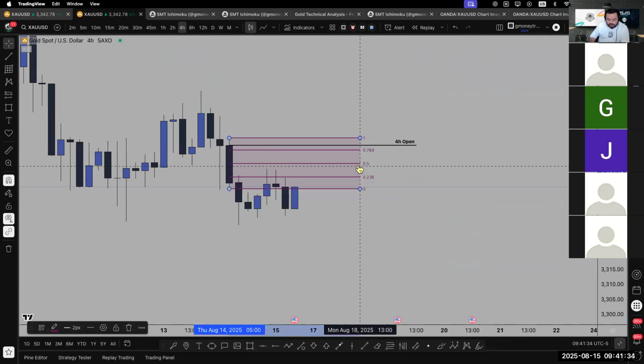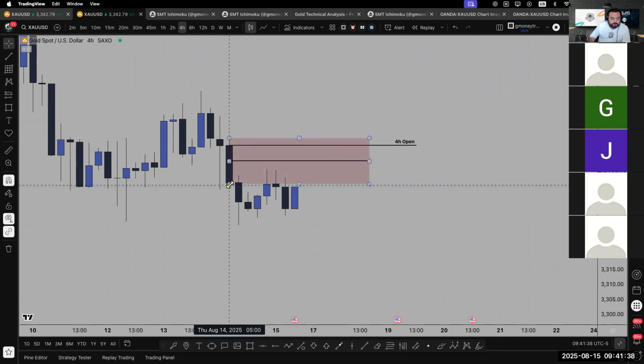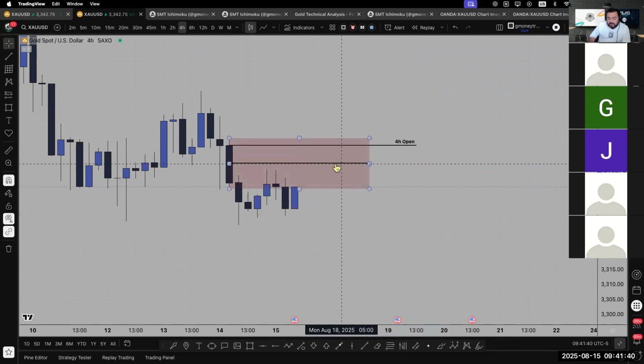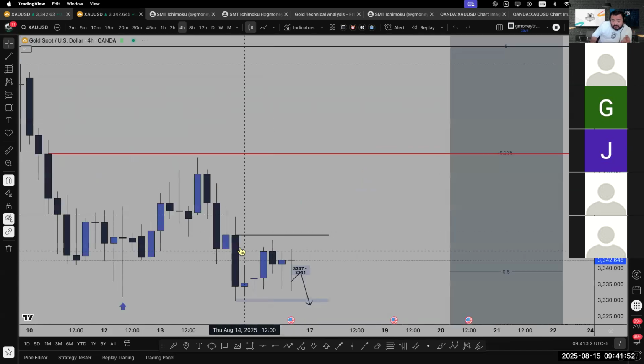We'll go right there. I like that area. So 50, yeah, around 50. So 50 and some change puts us at 50% of this 4 hour candle, which also puts us at the open of the Oanda candle. Okay. I like that.